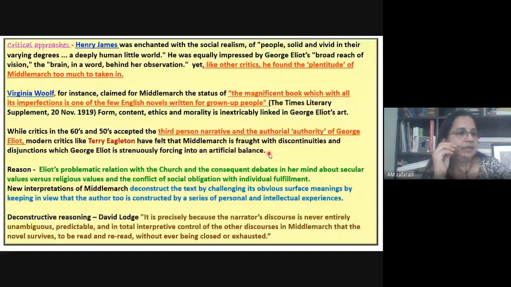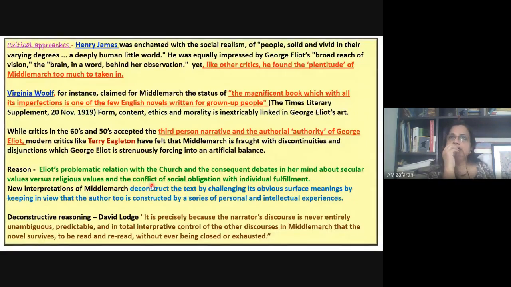Now, why does this critic feel like that? The reason: Eliot's problematic relation with the church and the consequent debates in her mind about secular values versus religious values and the conflict of social obligation with individual fulfillment. So this has always been there, the conflict between the church and secular values, religious values versus social obligation and individual fulfillment. These were always conflicting things in her own life, in the life of the writer.